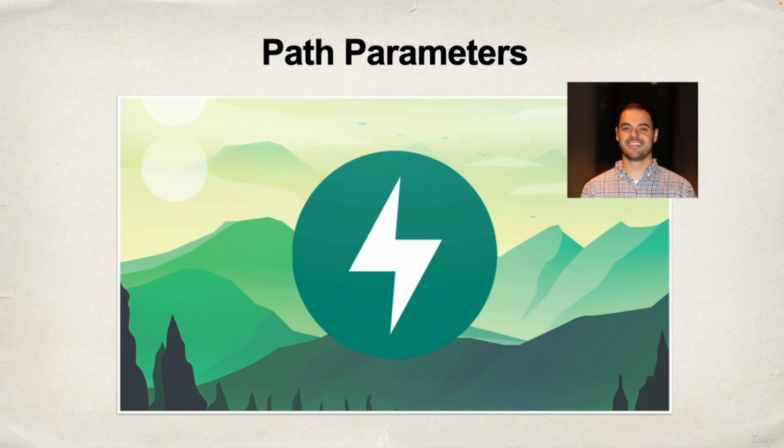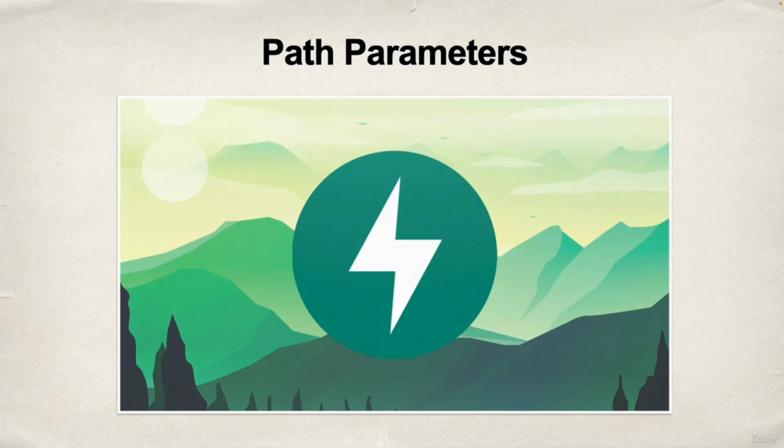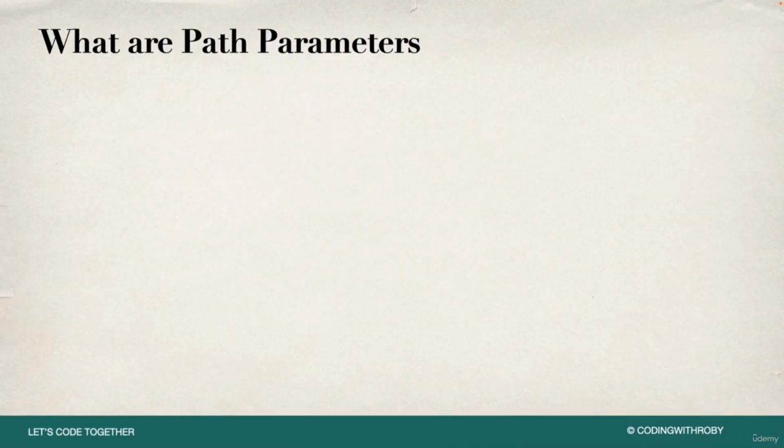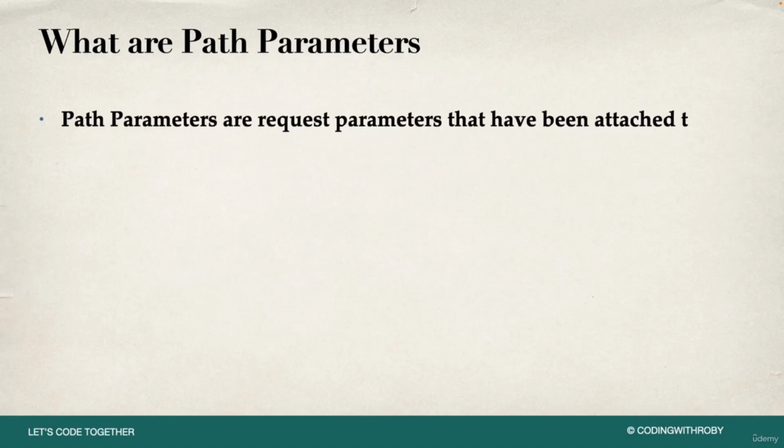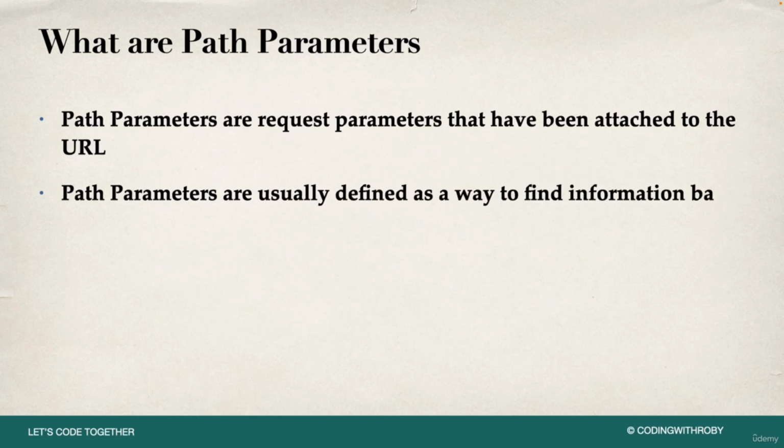In this video, we are going to go over path parameters. So what are path parameters? Well, path parameters are request parameters that have been attached to the URL. Path parameters are usually defined as a way to find information based on location.